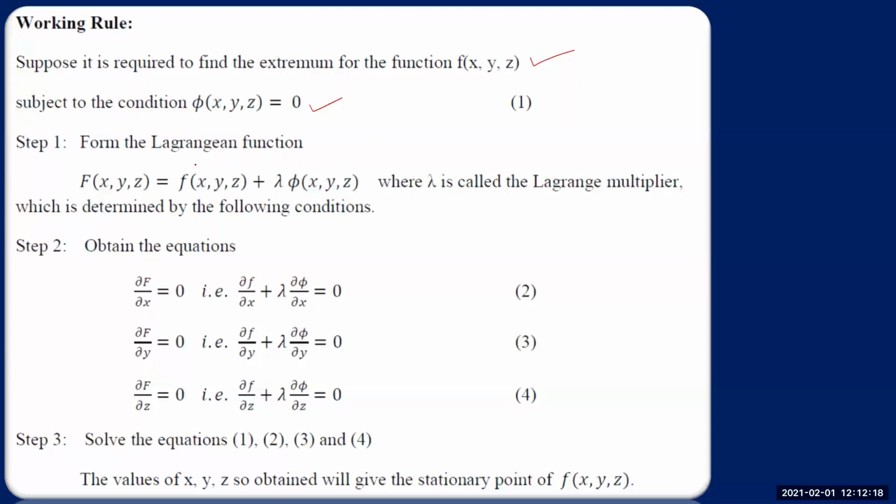Now see what we are doing in the first step. When you are given a function with a constraint, we are forming a new function. We are calling it a Lagrangian function. This new function, capital F of xyz, is equal to the function which you are trying to extremize plus lambda times the given constraint, right? You are given it as equal to 0, but we are taking only the left hand side, right? You are just adding the original function to lambda times the given constraint.